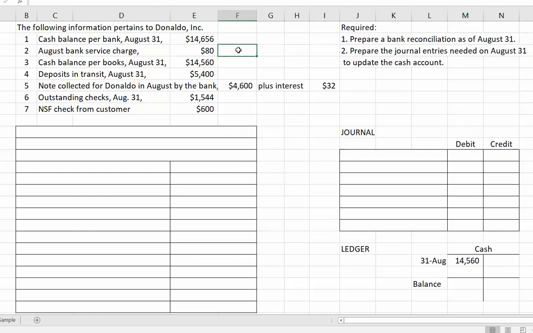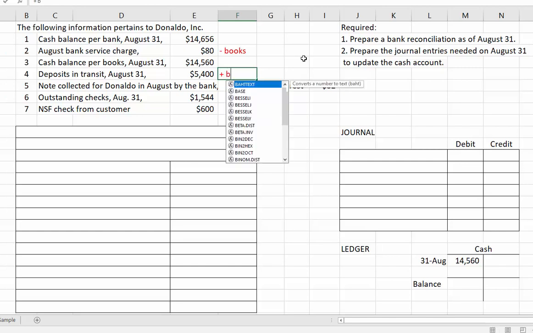August bank service charge. Now, what do we do with the bank service charge? Remember, the bank knows about that, but we don't know about it. The company's books have not recorded that $80 yet. So this has to be subtracted from the books. Cash balance per books is going to go down at the bottom. Now, deposits in transit. Well, that was money that we knew about in the company, but the bank didn't know about yet because we put the money in, but the bank hadn't recorded it yet. So that has to get added to the bank.